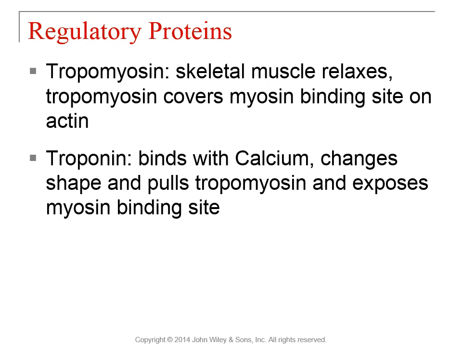So here are your two regulatory proteins. As I mentioned before, you have tropomyosin and troponin. Tropomyosin is actually the protein that covers the myosin binding site when the skeletal muscle relaxes. Once there is sufficient calcium to bind with troponin, it changes shape and pulls tropomyosin out of the way, as we mentioned before, and that will allow the myosin to bind.